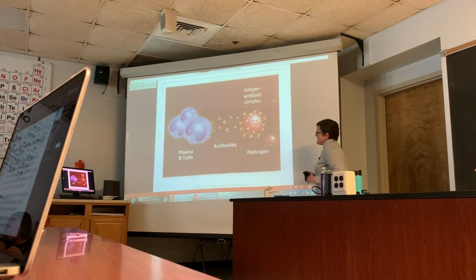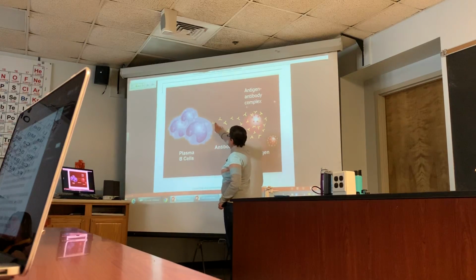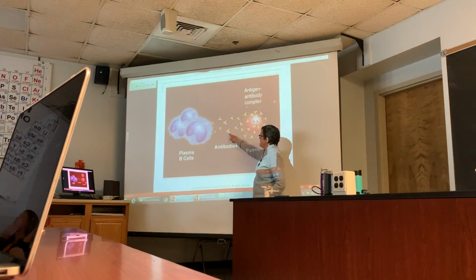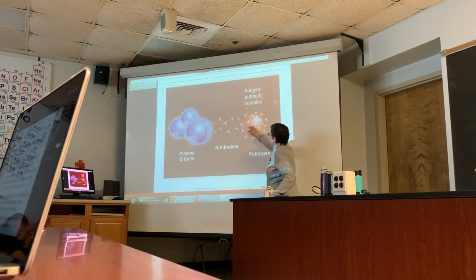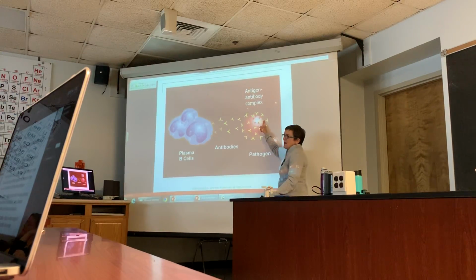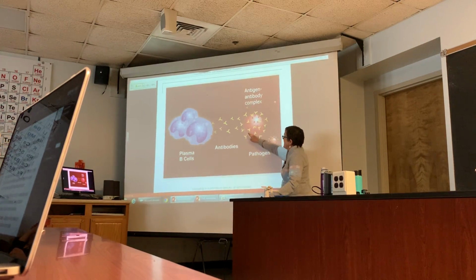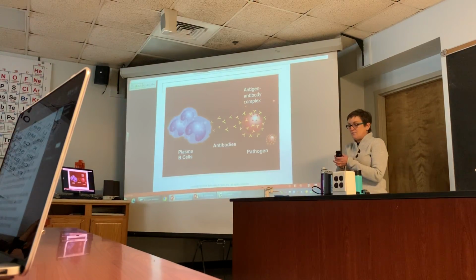Here's a picture of activated plasma B cells, and they're making antibody. Antibody, the protein, has kind of a Y shape to it, and it has antigen binding sites. And here it's binding to this pathogen of some kind. These little red things on here, if you can see those, are antigens. They're cell identity markers. They're foreign because they're on pathogens or on bacteria or viruses. And the antibody sticks to that, covering up the pathogen and again forming antigen-antibody complexes.